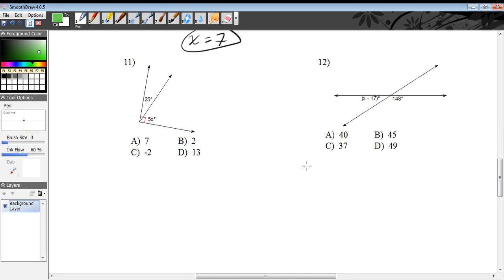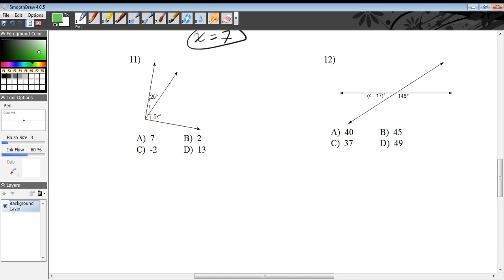Okay, the last 2 problems. I know that this angle plus this angle here is going to be 90. So 25 plus 5x should be equal to 90 because of this box here. These are complementary angles. And these here are supplementary.